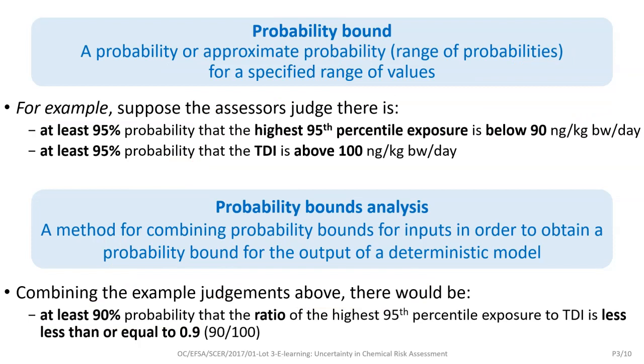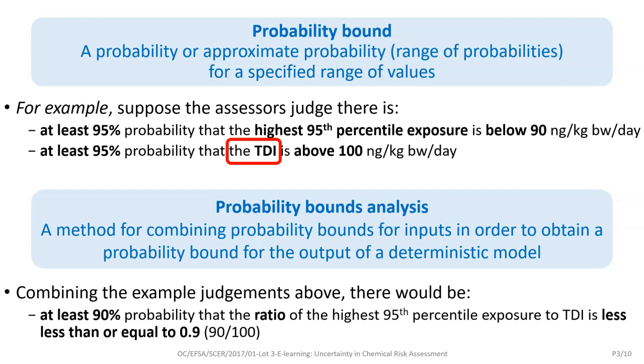Before we look in more detail at the method, we need to consider a potential issue with terminology. The TDI is a type of health-based guidance value, so there might be concern that expressing uncertainty about the TDI will conflict with its official status and cause difficulties in communication with consumers and stakeholders. If so, we can refer instead to the uncertainty of the information on which the TDI is based.